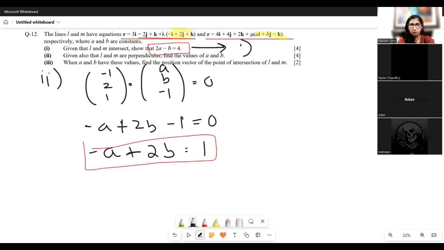This is equation 1. This is equation 2. Solve these simultaneously.